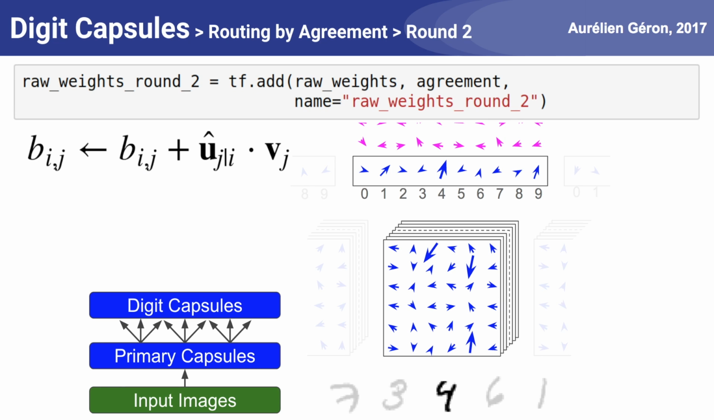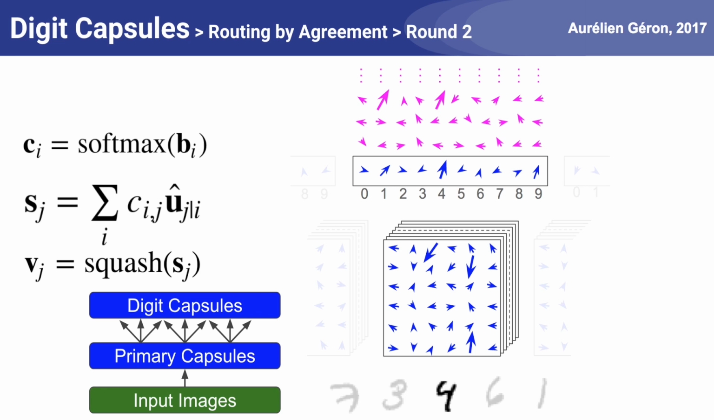We can then add these scalar products to the raw weights using a simple addition, and the rest of round 2 is exactly the same as the end of round 1. The code is really identical, except we're now using the raw routing weights of round 2. We compute their softmax to get the actual routing weights for round 2, then we compute the weighted sum of all the predicted vectors for each digit capsule, and finally we squash the results. And now we have the new digit capsule outputs, and we finish round 2. We could do a few more rounds exactly like this one, but I'll stop now and use the current output vectors at the end of round 2 as the output of the digit capsules.